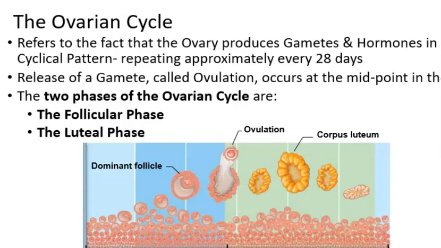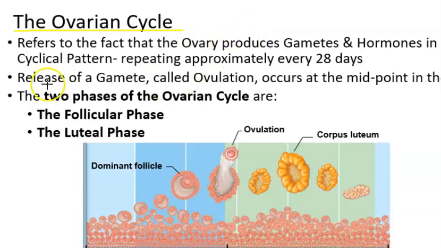So the ovary has these functions: gametogenesis, ovulation, and production of hormones, and it performs them in a cyclical pattern. We call this pattern the ovarian cycle. When you see that phrase, what it refers to is the fact that the ovary produces gametes and hormones in a cyclical repeating pattern. The pattern repeats approximately every 28 days, or once a month.